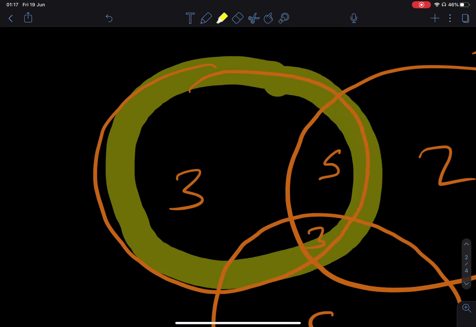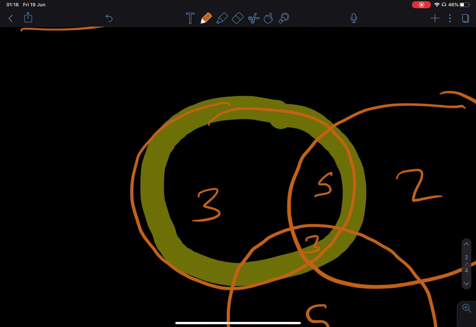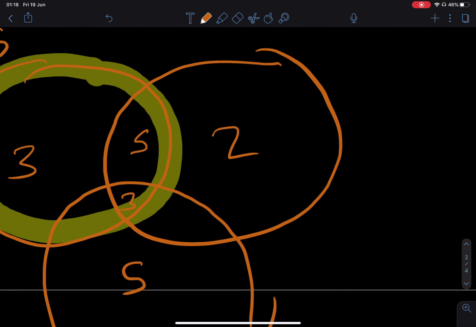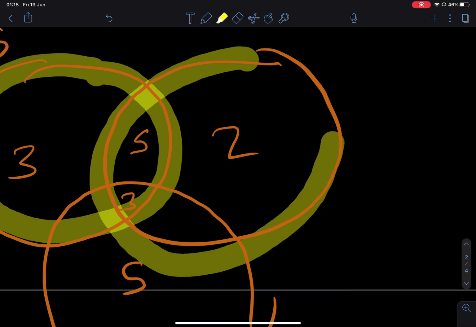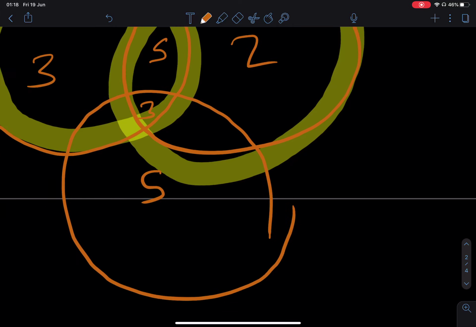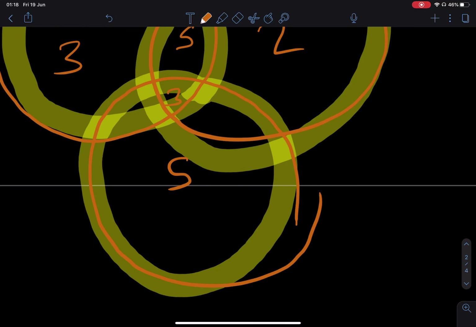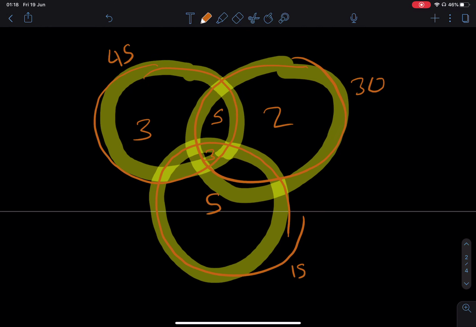If I multiply 3 times 5 times 3, sorry, 3 times 5 is 15. 15 times 3 is 45. So this original number was 45, whereas here it was 3 times 5 times 2. So 3 times 5 is 15. 15 times 2 is 30. And here is 3 times 5. 3 times 5 is 15. So the 3 numbers that I did a Venn diagram with is 45, 30, and 15.